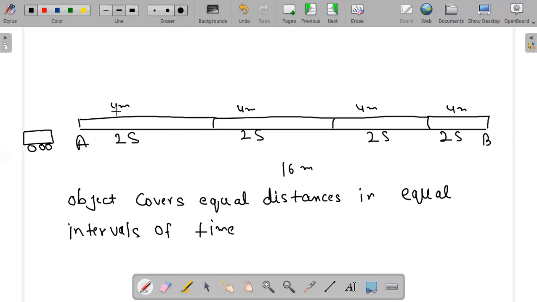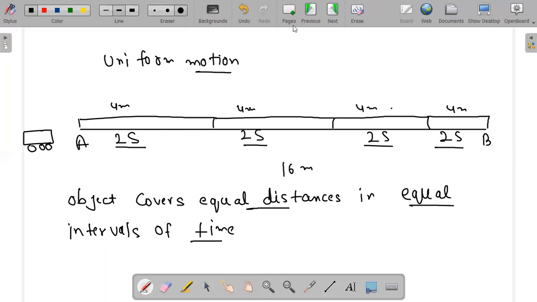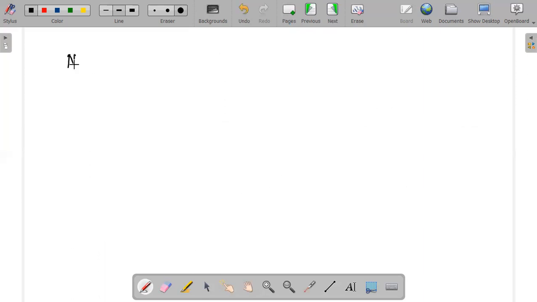criteria or every limit I made. I divided the distance into 4 meter, 4 meter, 4 meter, 4 meter, 4 sections, and a car is completing 4 meter in 2 seconds, another 4 meter in 2 seconds, another 4 meter in 2 seconds, and another 4 meter in 2 seconds. So this is known as uniform motion. What is uniform motion? Equal time and equal distance. You can see this clearly. Now about non-uniform motion.